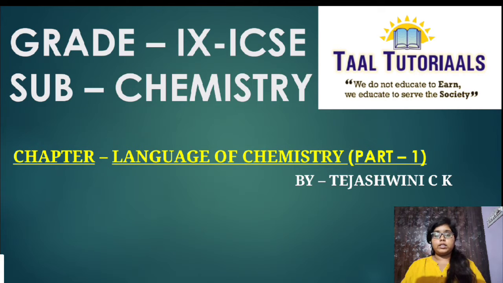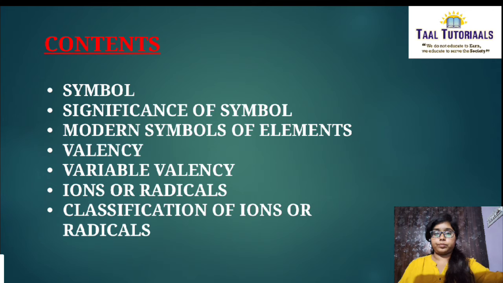Everyone. Today our chapter is Language of Chemistry Part 1. In this we are going to know about symbol, signification of symbol, modern symbols of elements, valency, variable valency, ions or radicals, and classifications of ions or radicals.